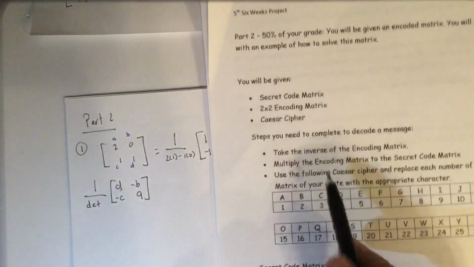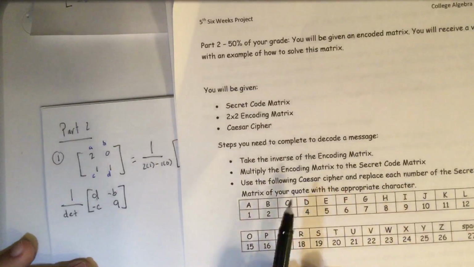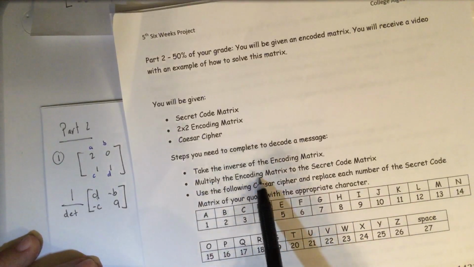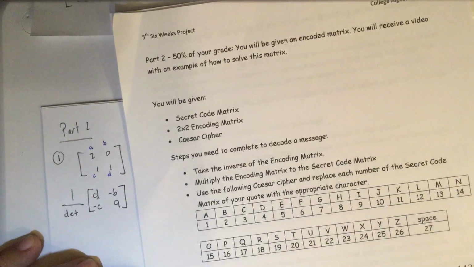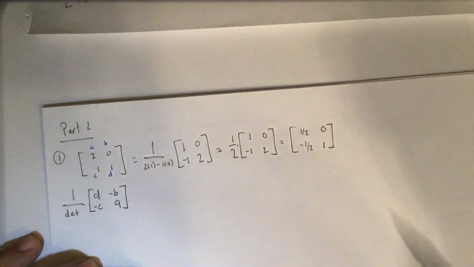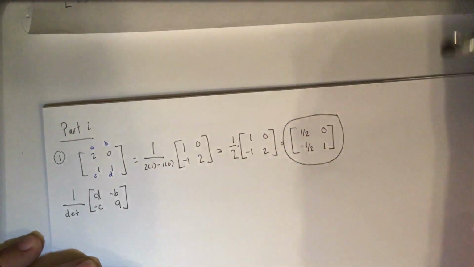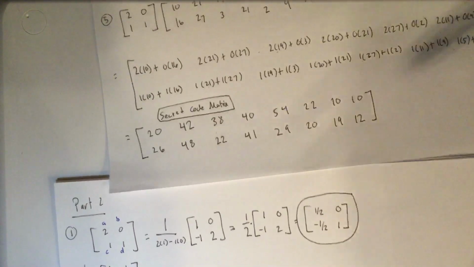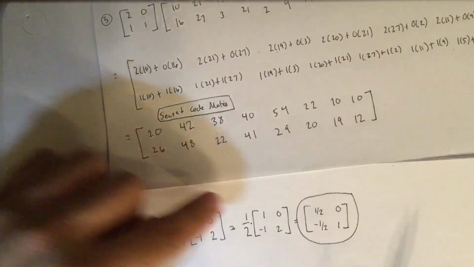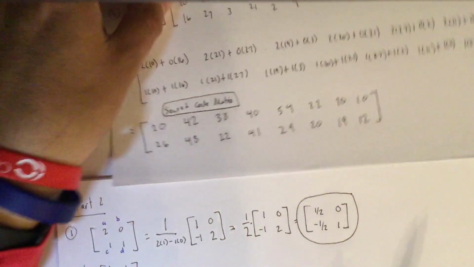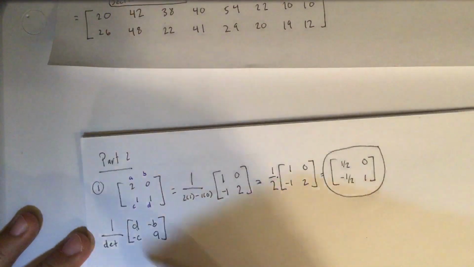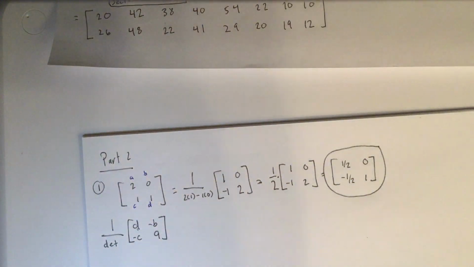So it says take the inverse of the encoding matrix, which I just did. Now it says to multiply the encoding matrix to the secret code matrix. So I am now going to take this right here, and I'm going to multiply it to this right here. So I'm going to multiply these two together. That's going to be my next step. So let's call this step 2, and let's work it out.